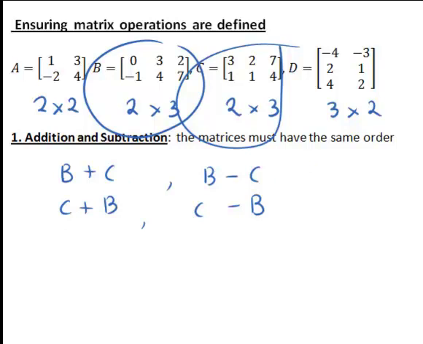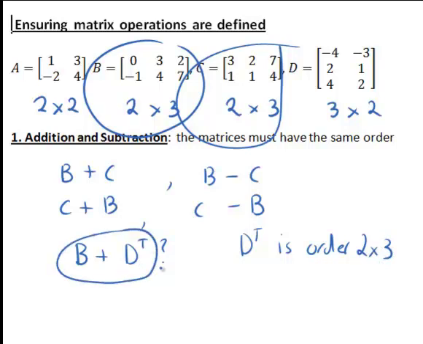Now, while we could not combine any of these other matrices in addition, what about something like B plus D transpose? And what happens when we transpose a matrix? Now, when we transpose a matrix, we interchange the rows and the columns. So D transpose is going to be order 2 by 3, since matrix D is order 3 by 2. So yes, we could actually work out B plus D transpose, B minus D transpose, C plus D transpose, and so on. So those would be the matrices for which we could perform addition or subtraction.